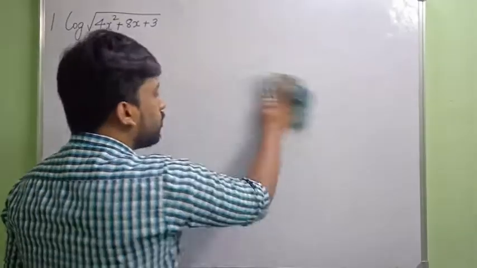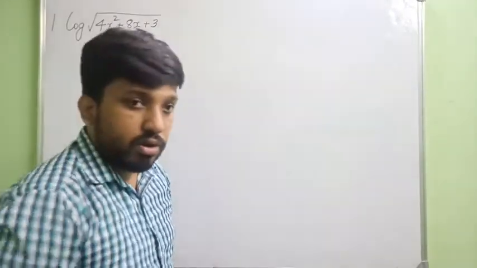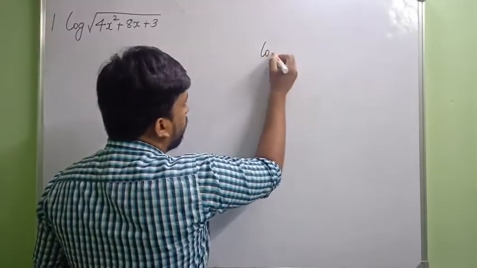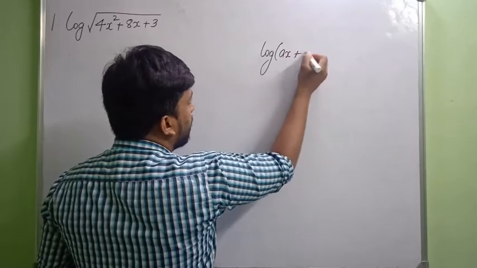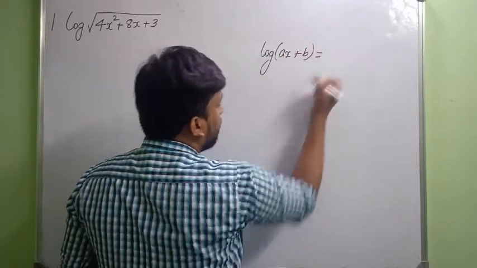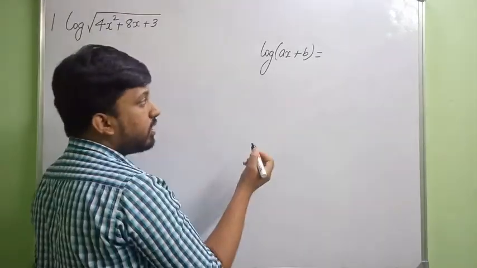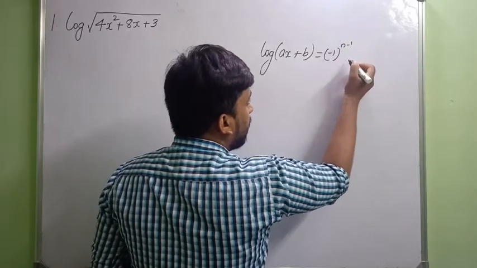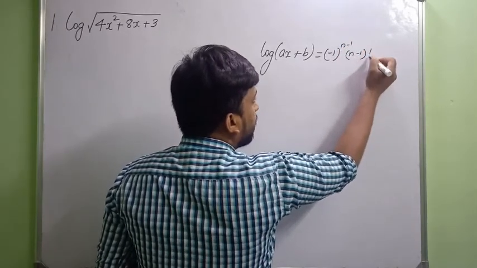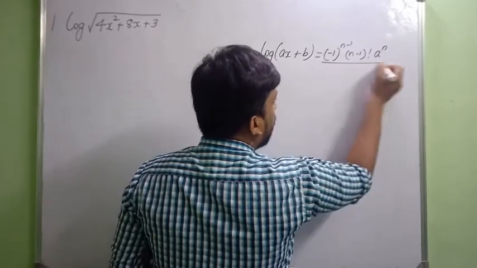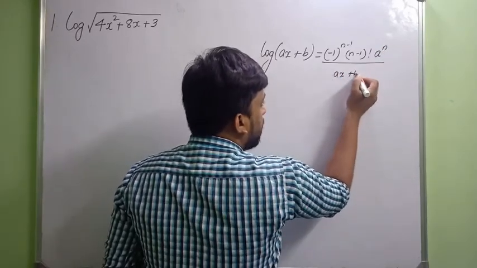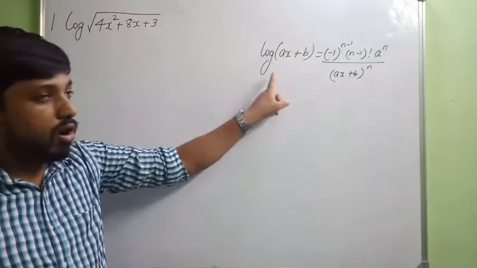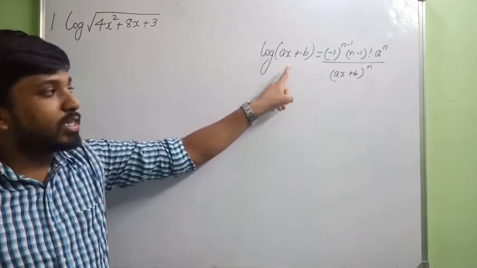In general, today we are going to solve problems based on logarithmic functions, that is, in the form of log of ax plus b. So that is nothing but the general form, and I am talking about its nth derivative. You will have minus 1 to the power of n minus 1 the whole factorial, a to the power of n, whole divided by ax plus b to the power of n. So this is the nth derivative of the function log of ax plus b.